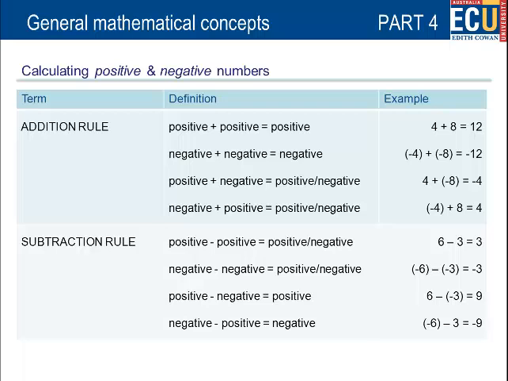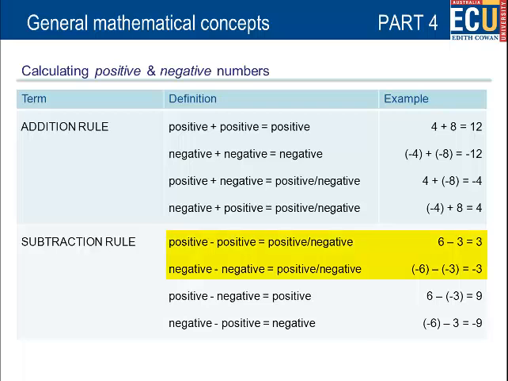There are also rules for calculating positive and negative numbers. So let's have a look firstly at the addition and the subtraction rule. Looking at the addition rule, if we add a positive number with a positive number, then we arrive at a positive solution. If we add a negative number with a negative number, then we will arrive at a negative solution. The solution for the next two examples will depend on the size of the numbers. Therefore, a positive plus a negative and a negative plus a positive will equal either a positive or negative number depending on the size of the values.